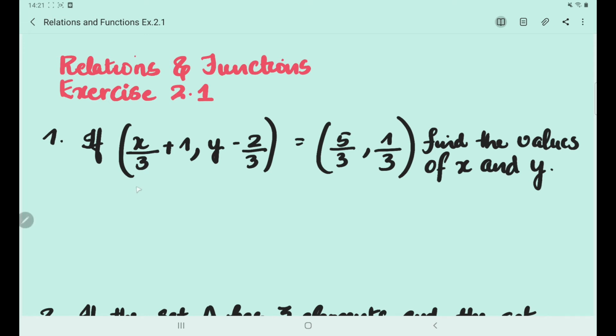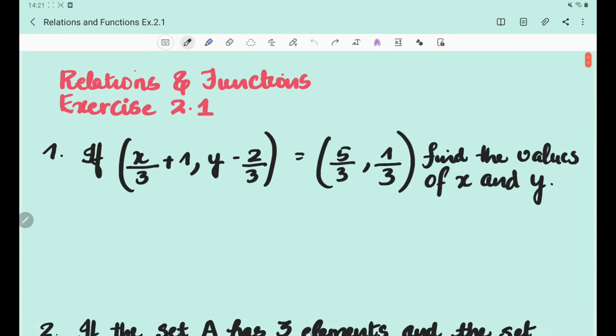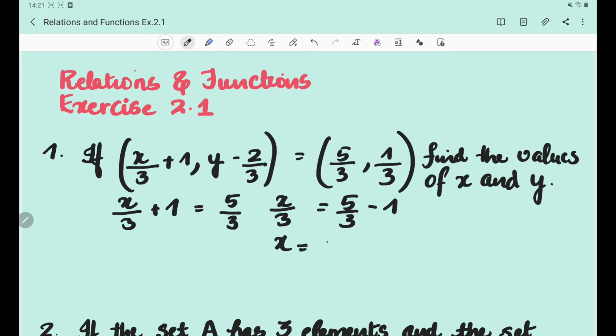So we can say that x/3 + 1 is equal to 5/3. We can equate this and easily find the value of x. x/3 is equal to 5/3 - 1, so x/3 is equal to 2/3. So x is equal to 2. So we found the value of x.